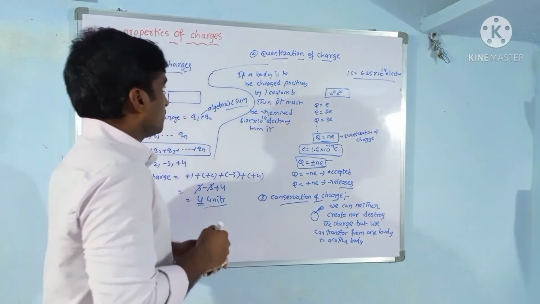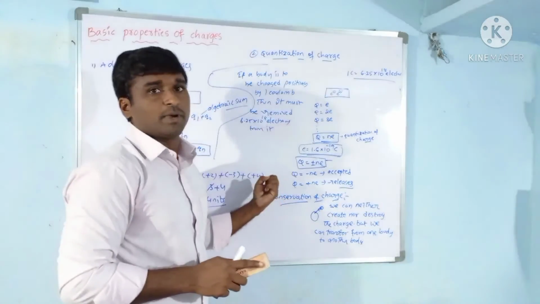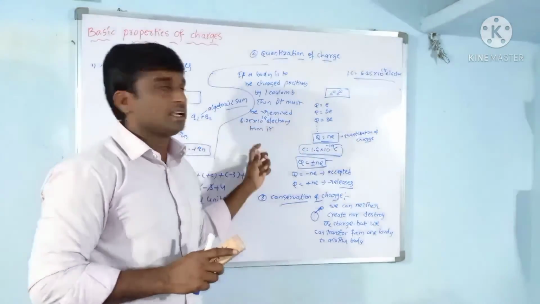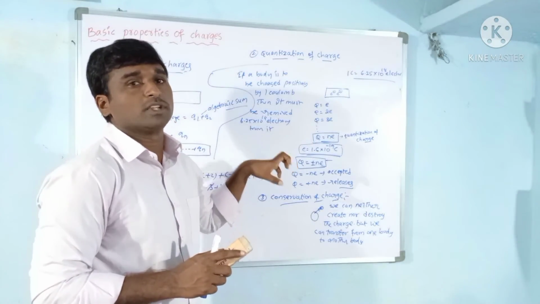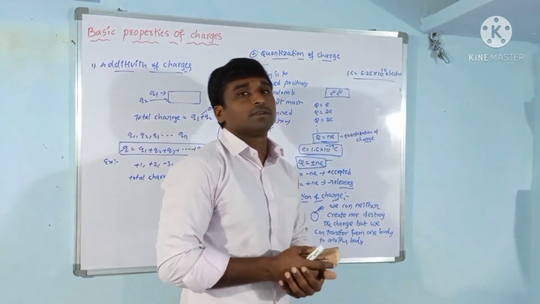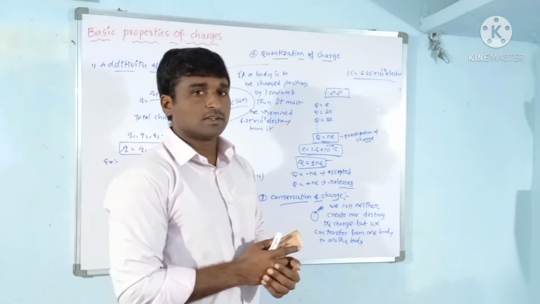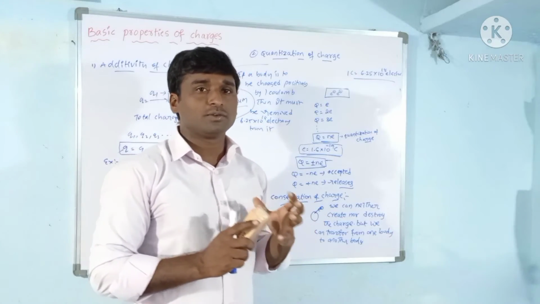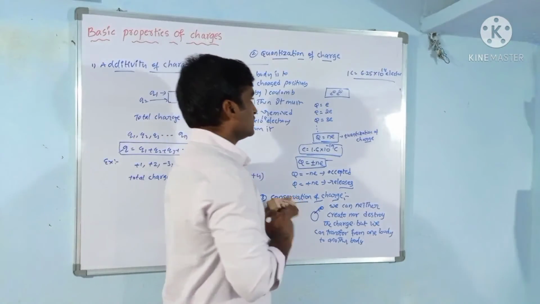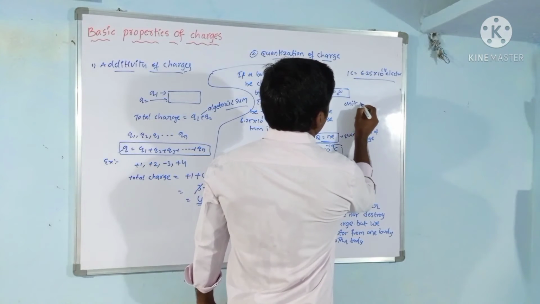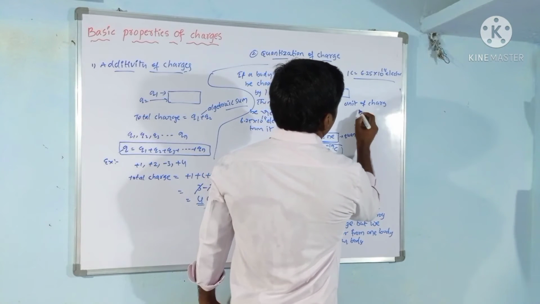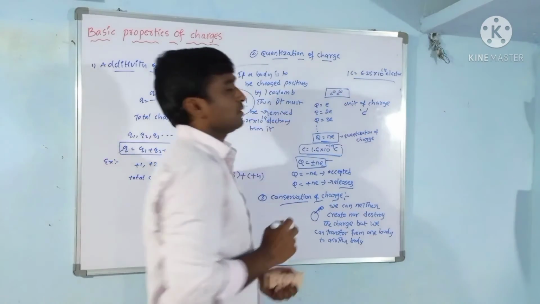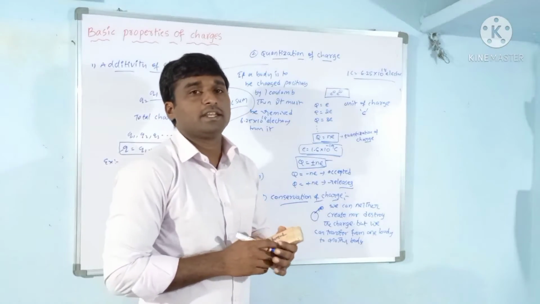Suppose a body is to be charged negatively by 1 coulomb, it must gain 6.25 into 10 to the power of 18 electrons. That means 1 coulomb is equal to 6.25 into 10 to the power of 18 electrons. Coulomb is the unit of charge. So what is the unit of charge? The unit of charge is coulomb. So 1 coulomb is equal to 6.25 into 10 to the power of 18 electrons.